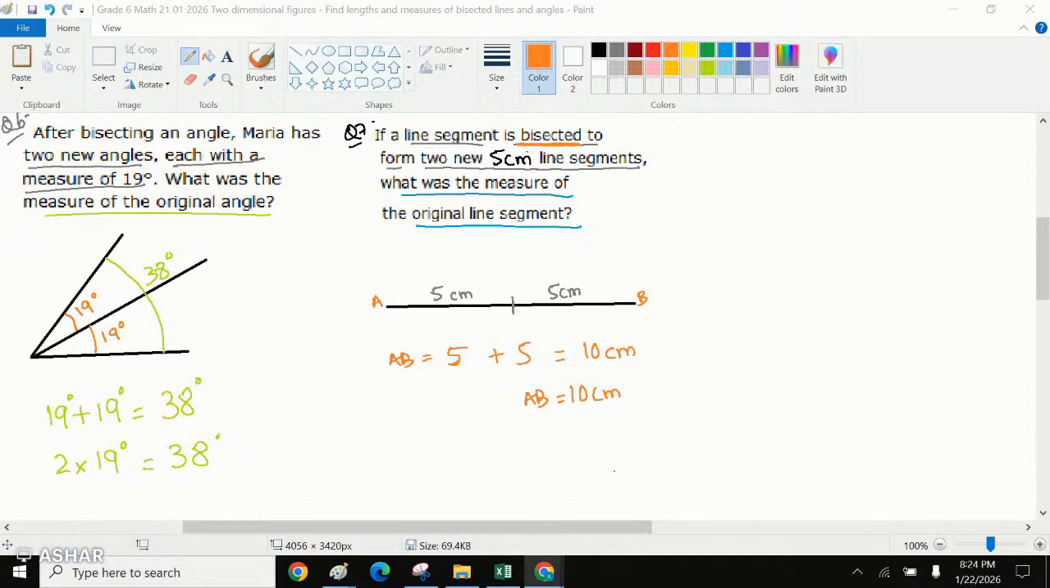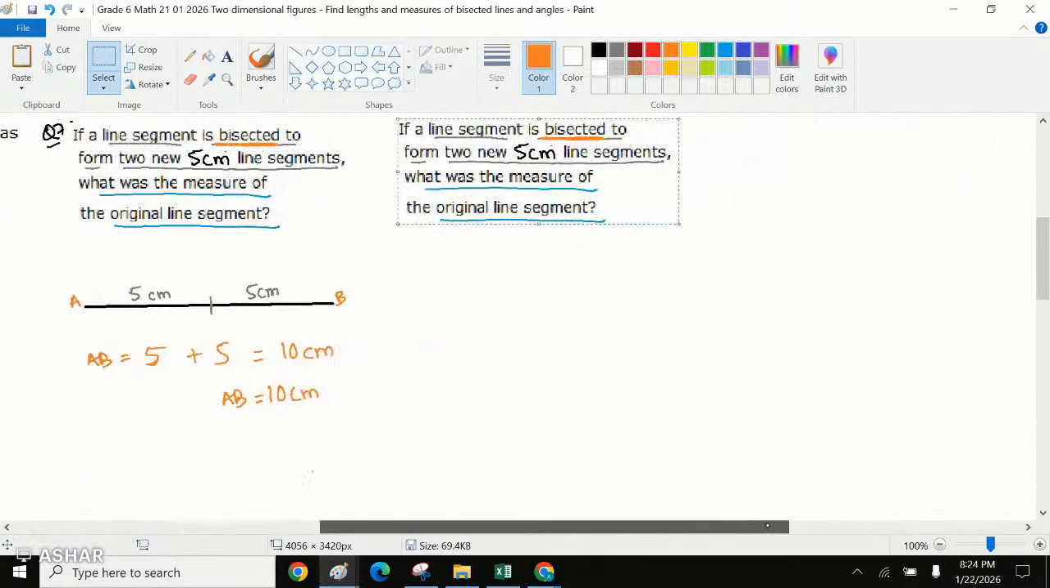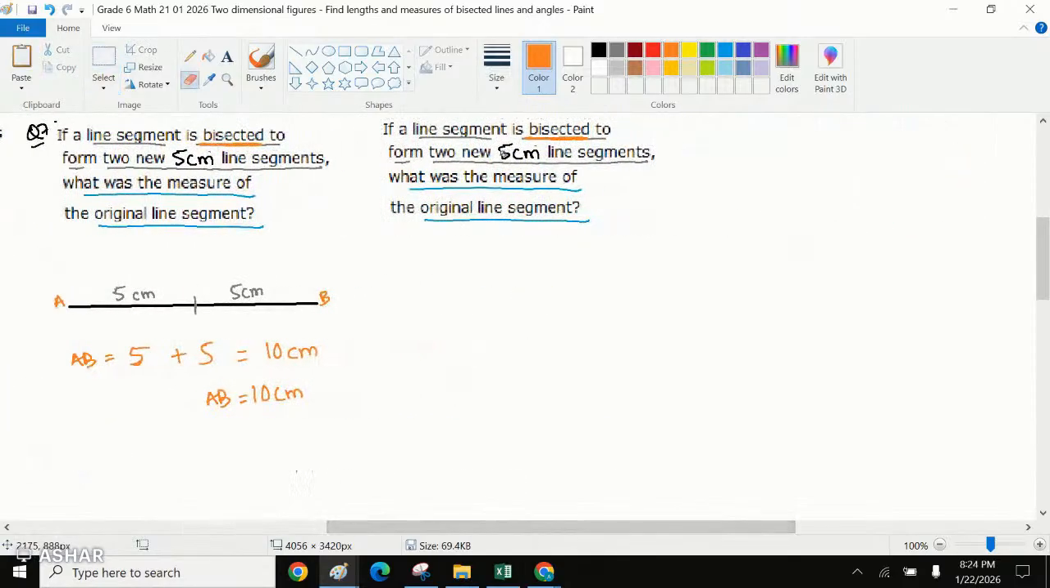Okay, similar question. If a line segment is broken down, they're just saying this. I'll just change the value over here. They have a different value for question number 8. They are saying it is broken down into 13 centimeters. So what was the original measure of the line?